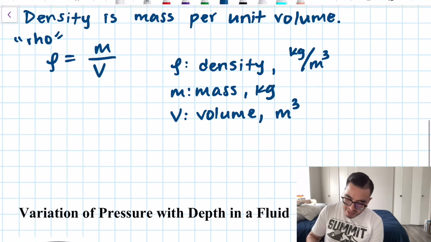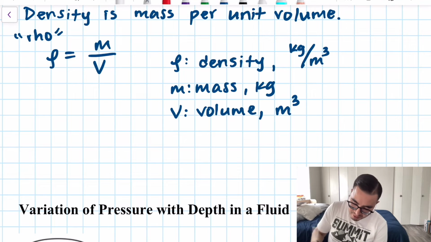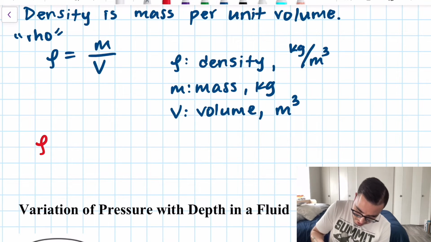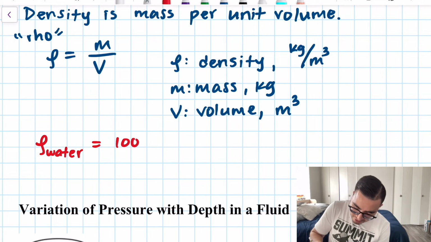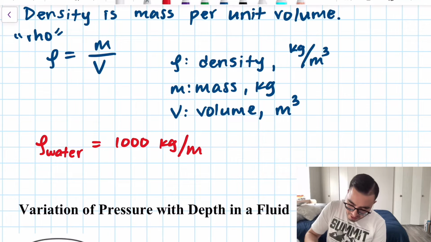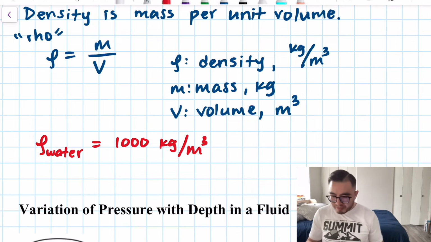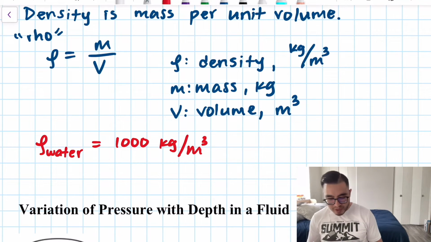And a good quantity to have is the density of water, because we'll use a lot of containers with water. And that density is 1,000 kilograms per meter cubed. And this quantity is very interesting. You'll see as we proceed with the unit.